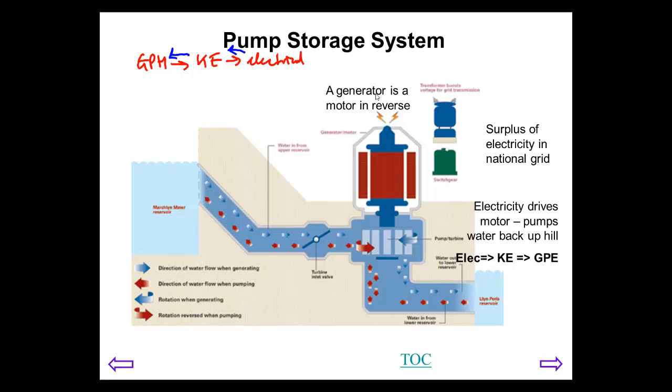This is called a pump storage system, and the advantage is when you need the electricity, you can turn it on, and within 20 minutes it's working at full capacity. Another advantage is that at night time, when the national demand for power is low, instead of having all this electricity in the national grid, you can use it and store some of the energy back uphill.